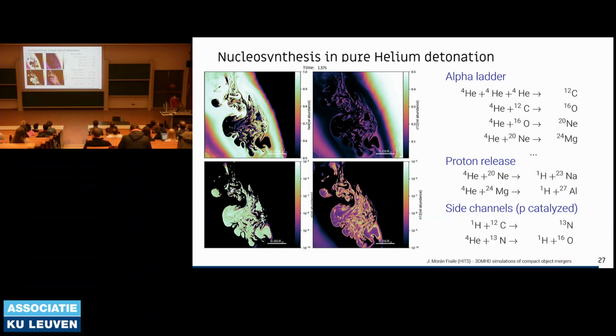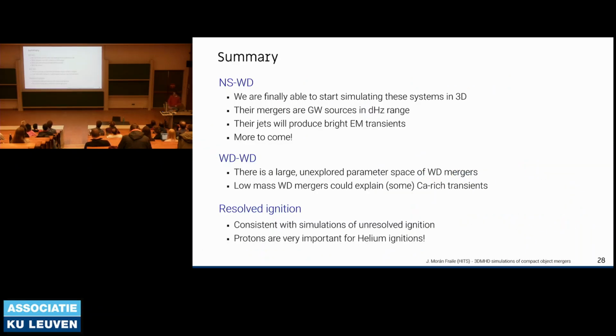But that's pretty much where I'm going to leave it, because it's almost 40 minutes. As a summary, I've been talking about really random things, as you can see. From neutron star white dwarf mergers, the summary was that we're finally able to start simulating these systems. As gravitational wave sources, these mergers will be sources in the decihertz range. Their jets will produce very bright electromagnetic transients, but this is just the infancy of this field.